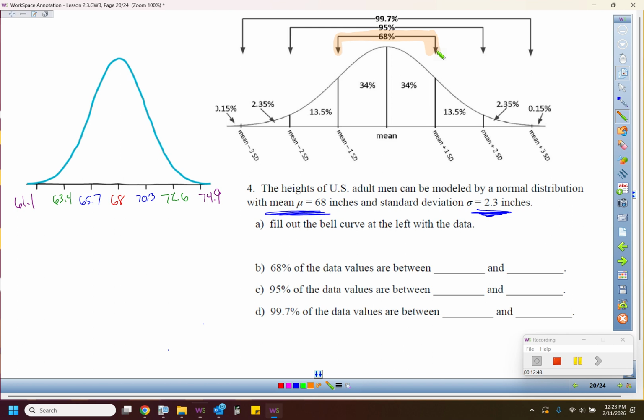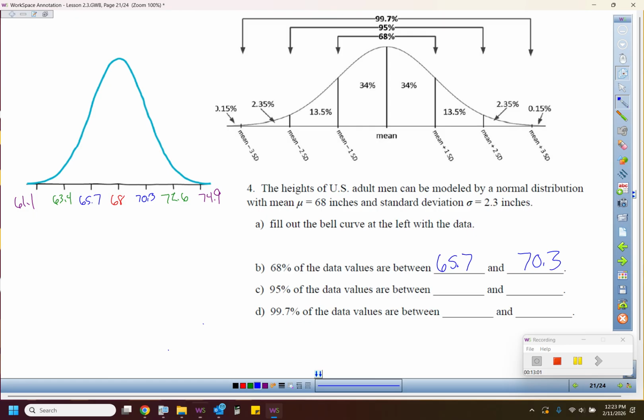How do you feel that 68% of the data, when normal, is between the first standard deviation, high or low? So how do you feel that that would be between these two numbers right here? Isn't it going to be between 65.7 and 70.3? Aren't those the ones on the tick marks? That is 1 standard deviation below the mean and 1 standard deviation above the mean.